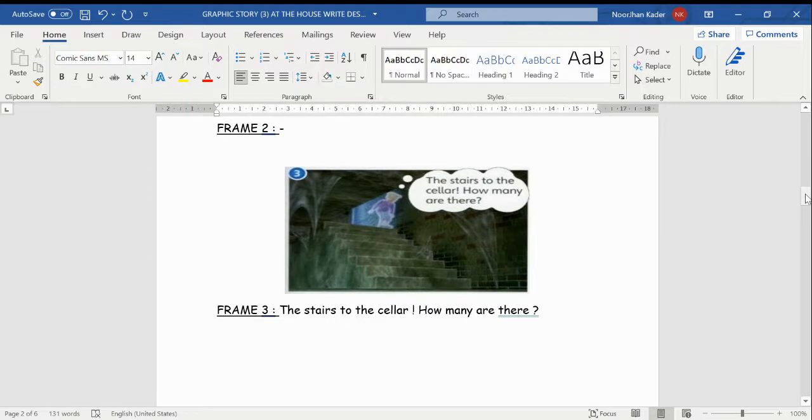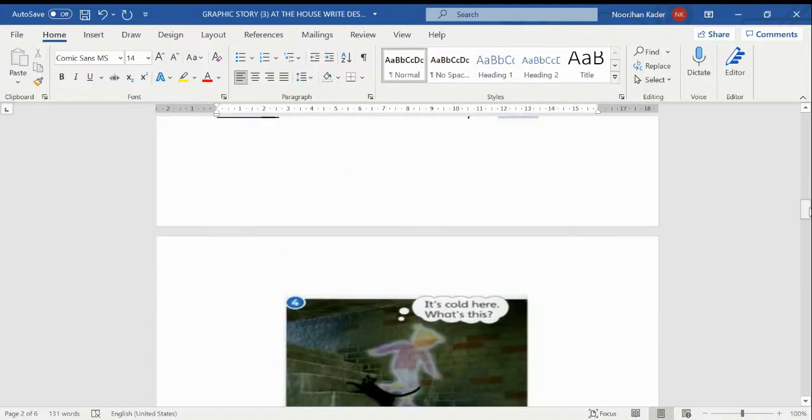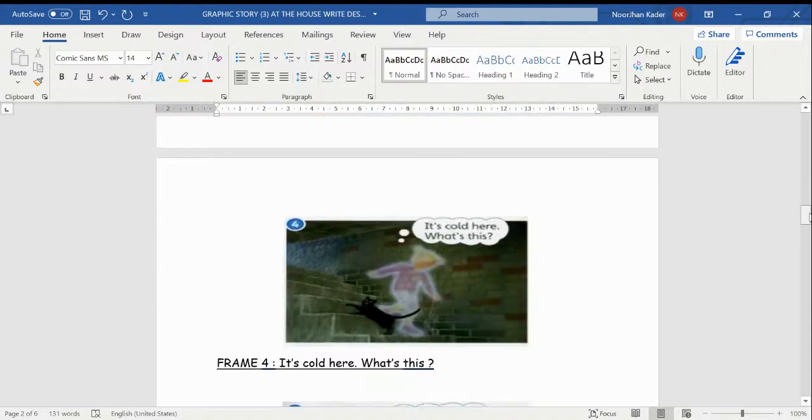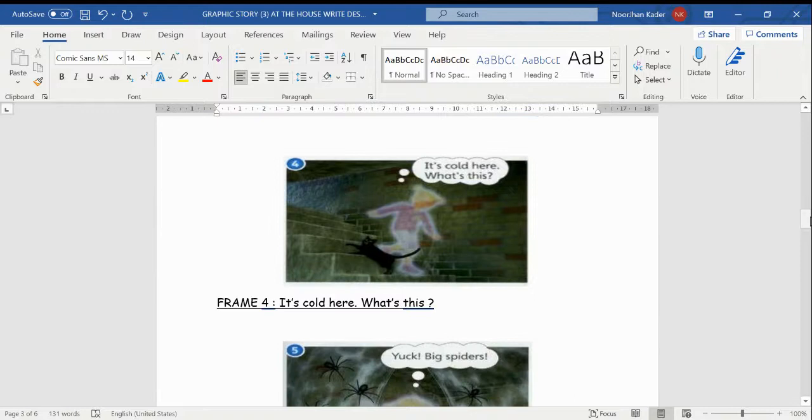Frame 3, the stairs to the cellar. How many are there? Okay, this is to answer question what, and also where. It's cold here. What's this? Okay. Frame 4, how. So what will answer the question how? So the question will be like, how is the cellar? How is the cellar? That means how does the cellar look like? So that is what you're going to answer for how.